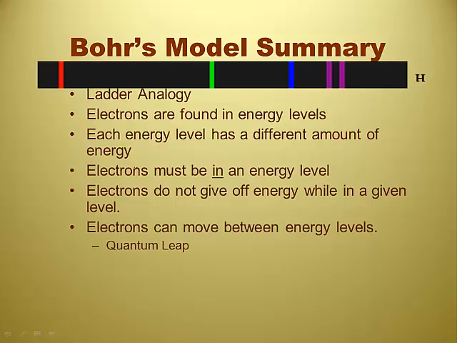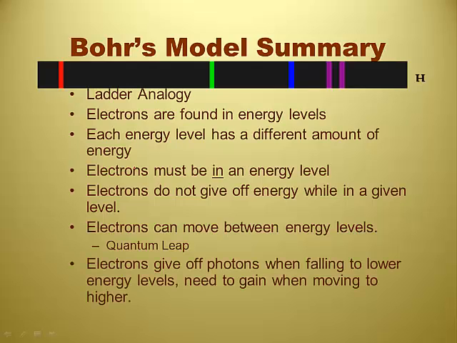The electrons can move between energy levels, so they can take what's called a quantum leap. Moving up, they got to gain energy somehow. Coming down, they're going to lose energy. And the electrons give off photons when falling to a lower energy level. They need to gain when moving higher. We just said that. Okay, so that's a summary of what the Bohr model says.